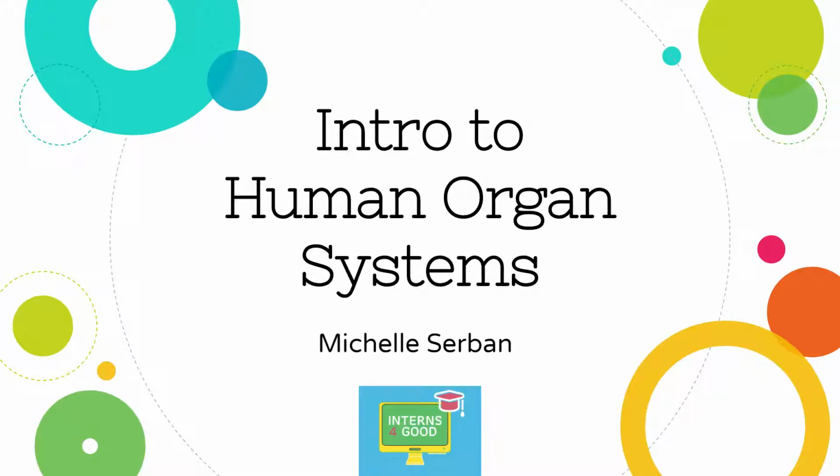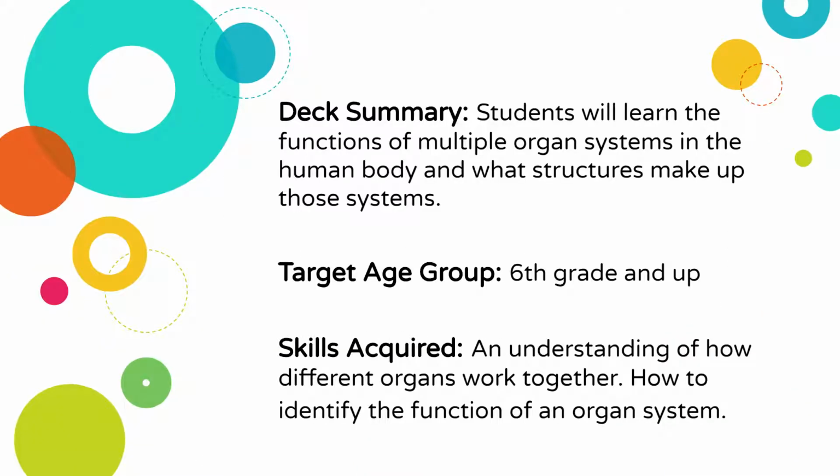About human organ systems. In this presentation, students will learn the functions of multiple organ systems in a human body and what structures make up those systems. This is for students in 6th grade and up, and students will get an understanding of how different organs work together, and they will know how to identify the function of an organ system.